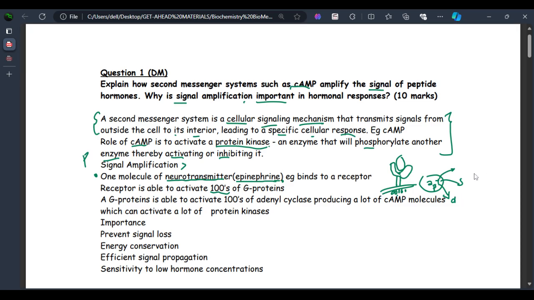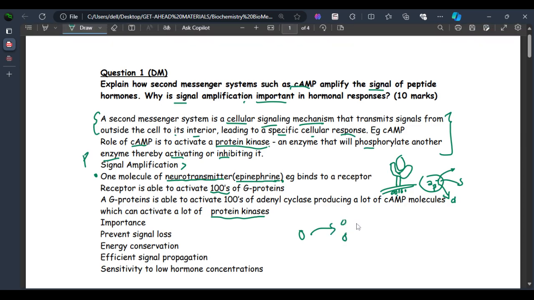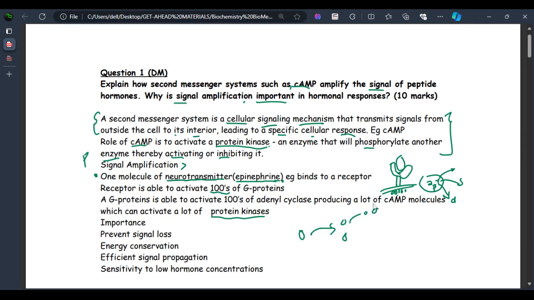Okay, so hundreds of adenylyl cyclases are going to produce a lot more activation of protein kinases, because adenylyl cyclase produces cyclic AMP. So if you produce hundreds of molecules of cyclic AMP, then hundreds of protein kinases can also be activated in that manner. So you're having more like a cascade. One molecule activates hundreds, then those will activate another hundred. So that is like a cascade. You're amplifying the signal at each and every step. You're making more and more responses from the initial response that you have. So that is basically what signal amplification is.